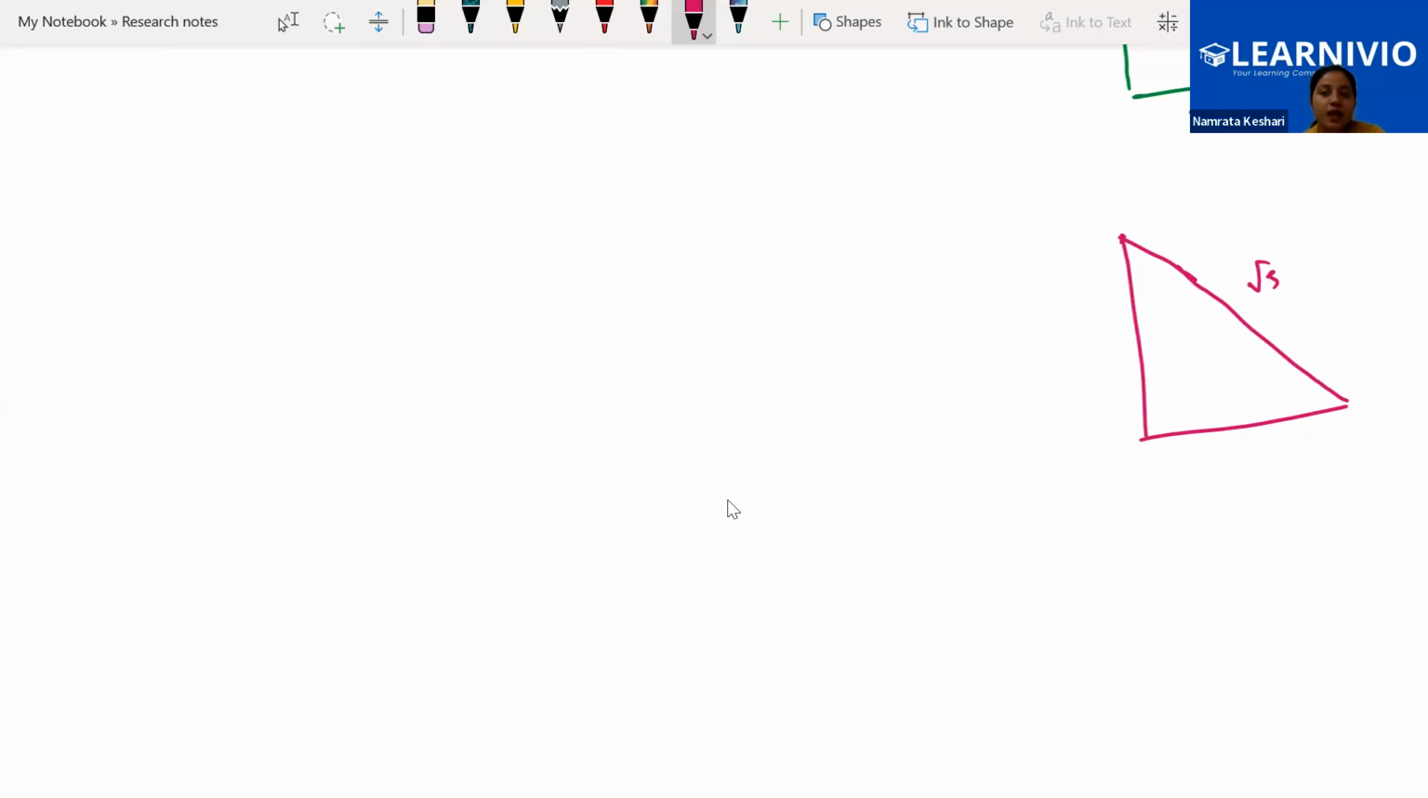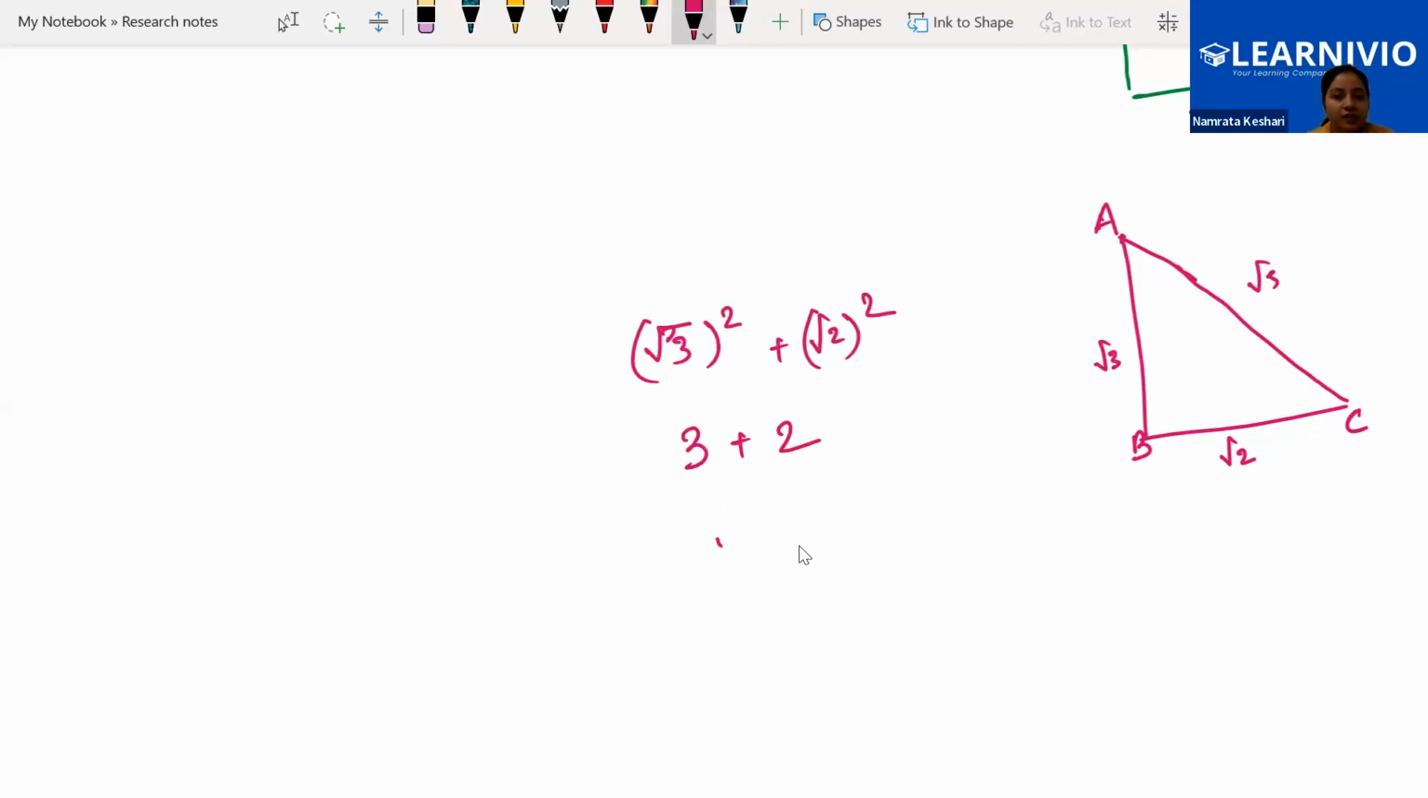Yes, Shamia and Saad. What can be the base and height? Ma'am, we will have to start from root 2 and root 3. If we take root 3 whole square plus root 2 whole square, that is 3 plus 2, that is 5. Yes, this can be one of the ways, but getting root 3 and root 2 is again difficult.